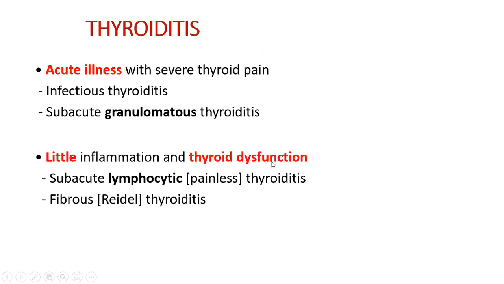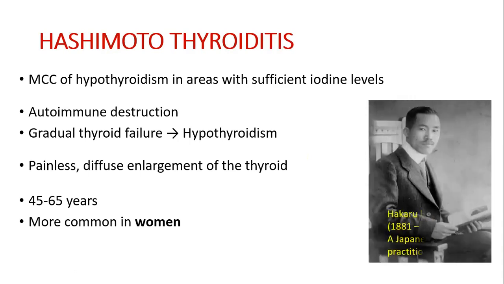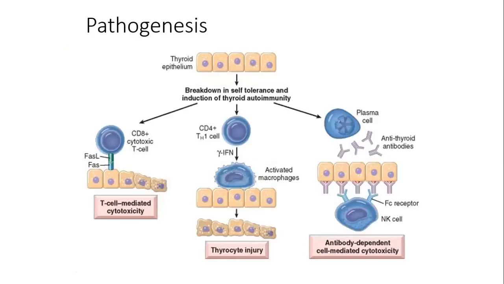So clinically, please remember, whenever there is pain, you should think of subacute thyroiditis. Morphology may have some similar features. So when there is painless, diffuse enlargement of the thyroid gland with hypothyroid states, think about Hashimoto's. Age group is 45 to 65, more common in females. First described by Hakaru Hashimoto, a Japanese medical practitioner.